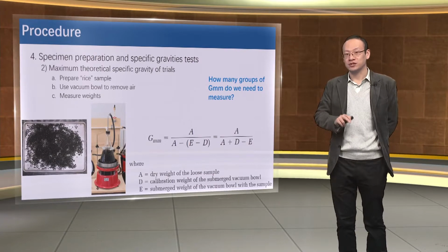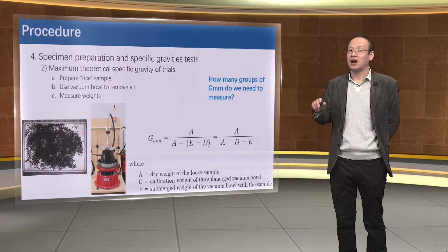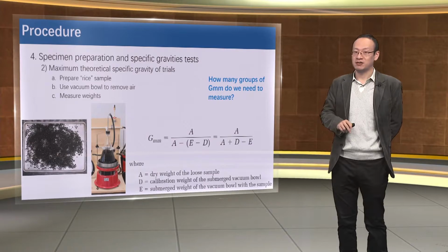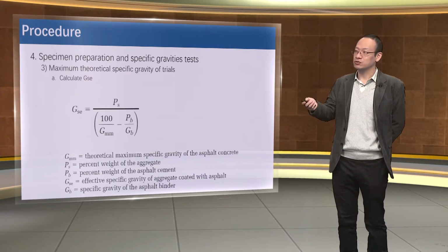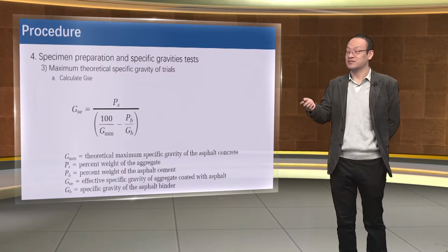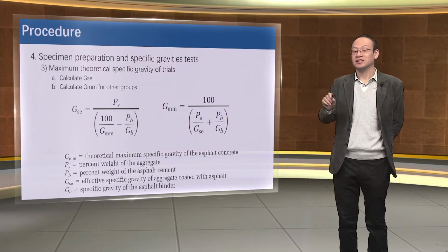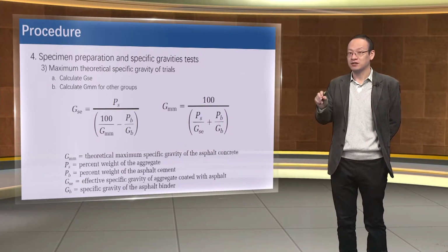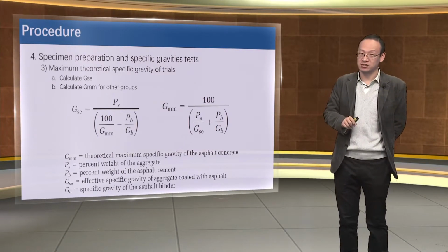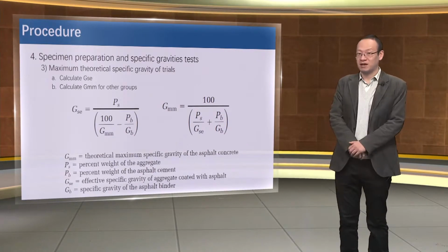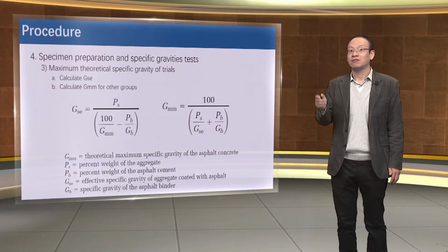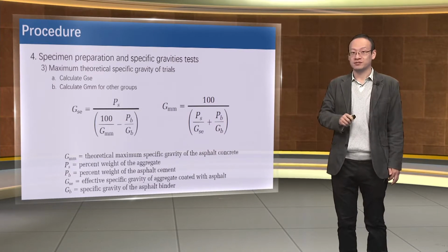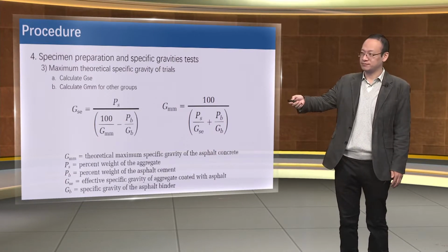So I have another question. For the 5 groups of asphalt content mixture, how many GMM do we need to measure? The answer is only 1. Why? Because according to the volume properties of asphalt mixture, we can calculate the effective specific gravity of asphalt mixture. According to this GMM, then we can calculate the GMM for all the rest of 4 groups using this equation.